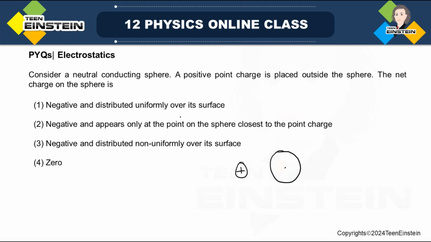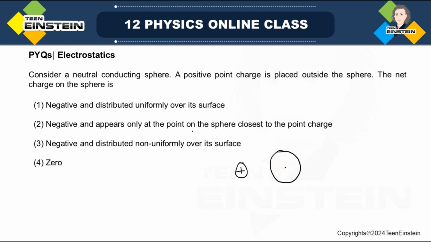Negative and distributed uniformly over its surface. Negative and appears only at the point on the sphere closest to the point charge. See, the question is that consider a neutral conducting sphere. A positive point charge is placed outside the sphere. The net charge on the sphere. Okay, net charge. What is that net charge? It is asked. So the options are negative and distributed uniformly over its surface.